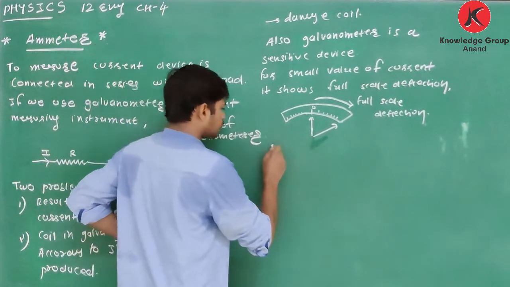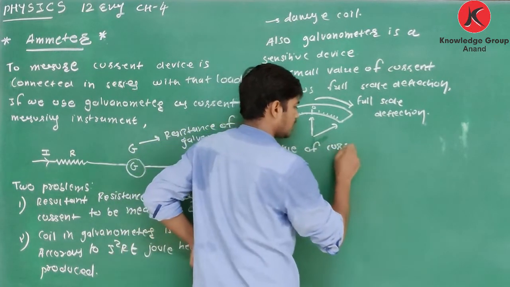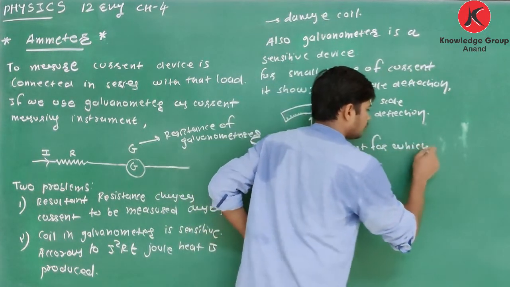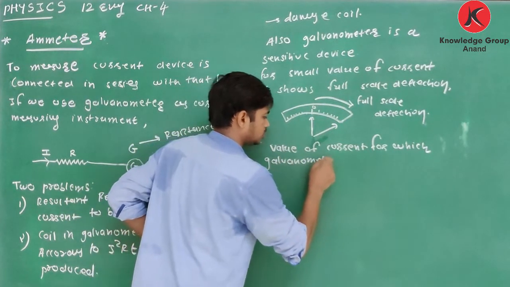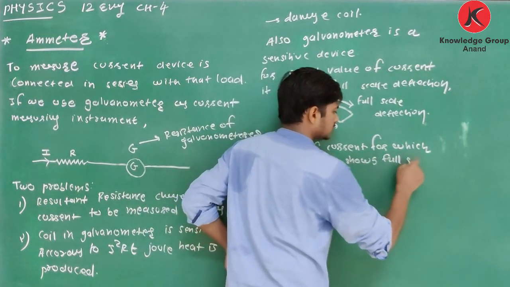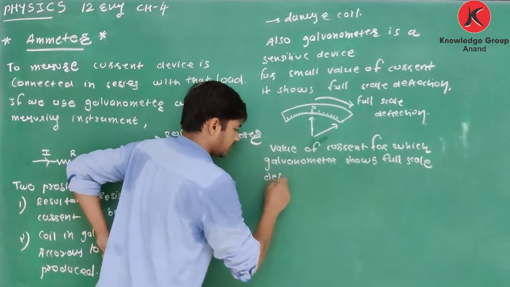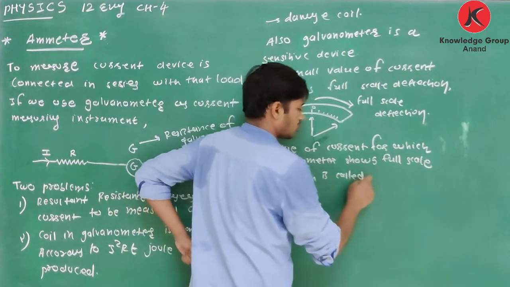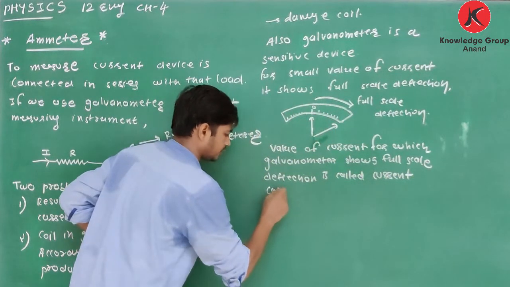Ig. See, the value of current for which the galvanometer shows full scale deflection is called current capacity.